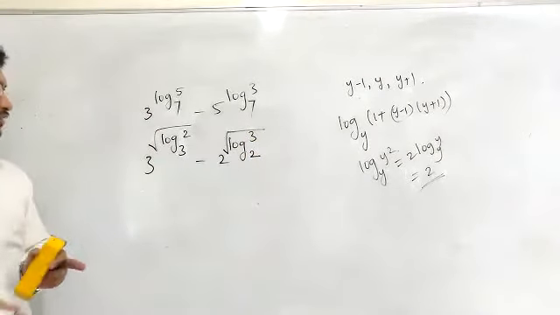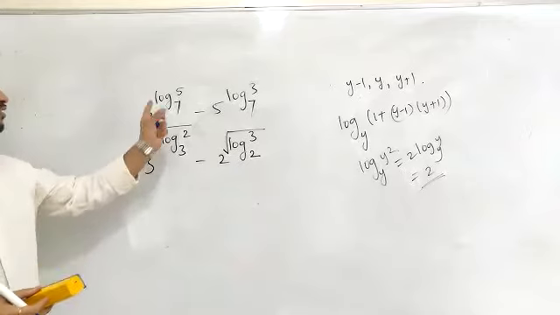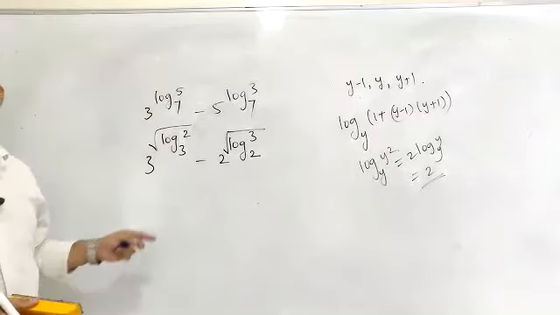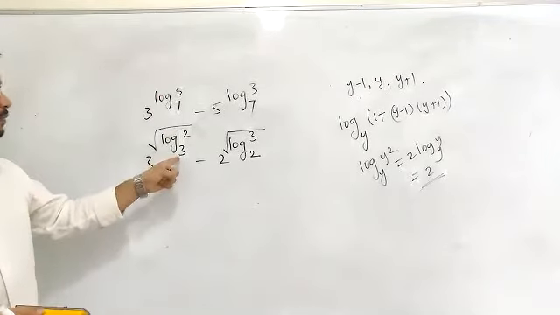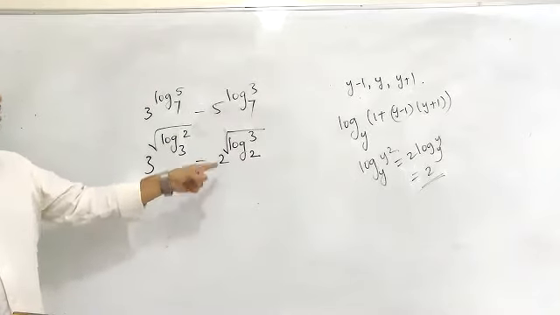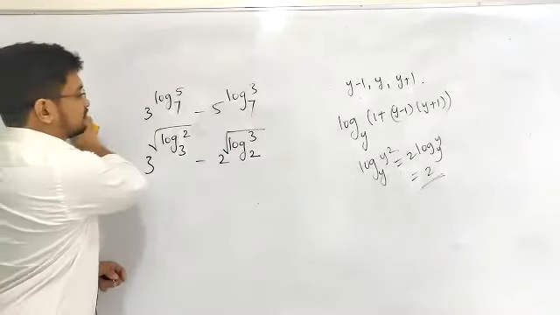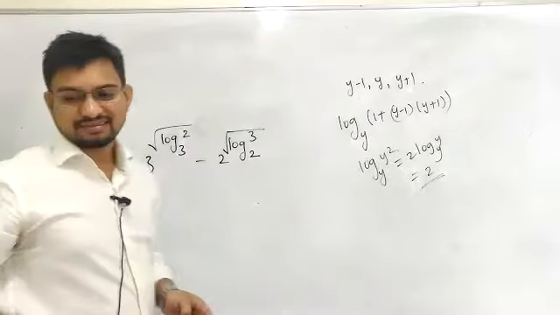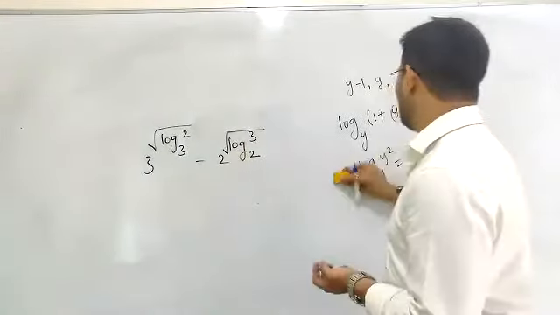I'll try to slightly modify that question. I'll write 3 power, instead of writing this power directly, I'm giving you under root. 3 power under root of log 2 to the base 3 minus 2 power under root of log 3 to the base 2. Get the value of this. It's only simplification.